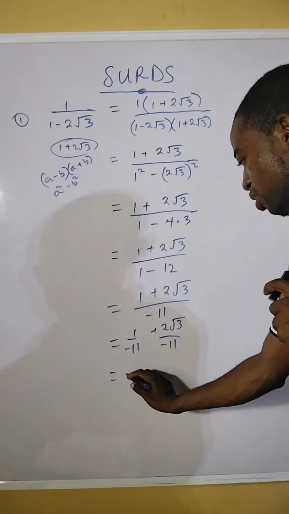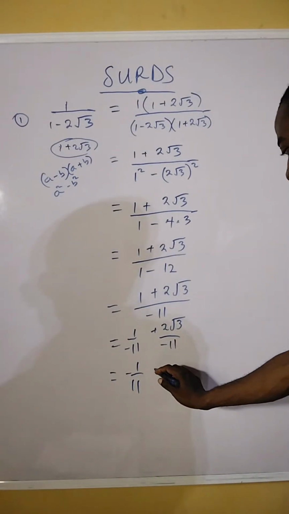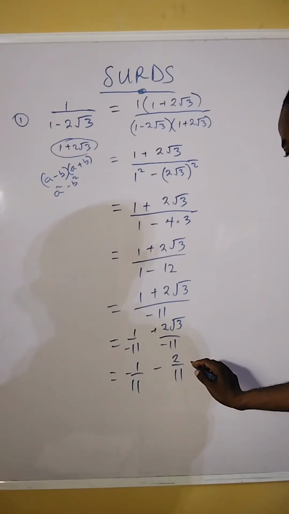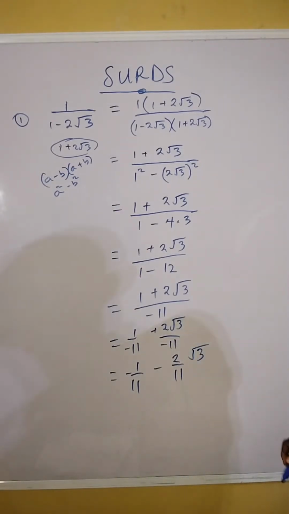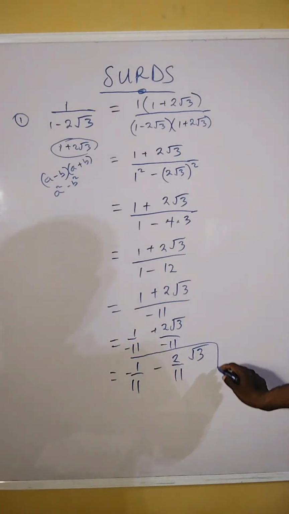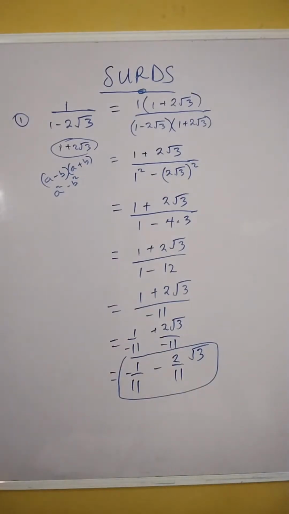And 1 over minus 11 is the same thing as minus 1 over 11. Then plus over minus, that's plus. And we have 2 over 11, then root 3. So that is, here we have this as a simplified form of this given problem.